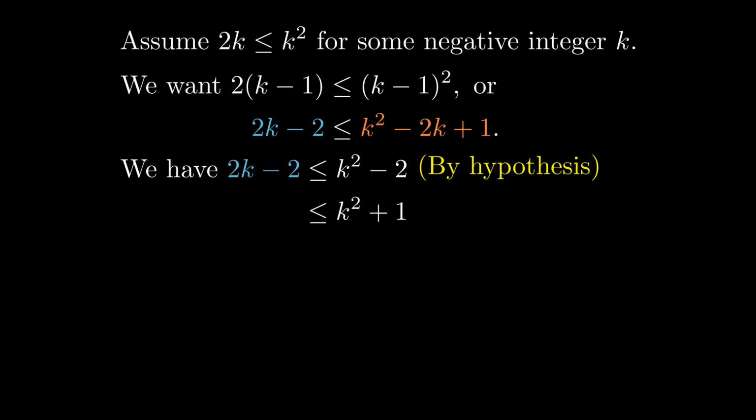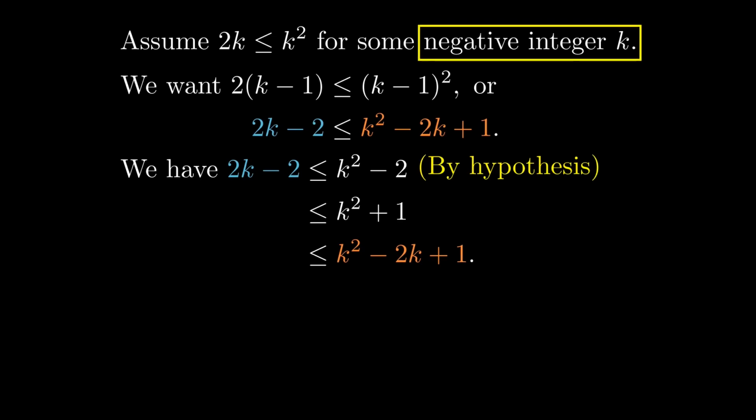Now, here is where it may get a little bit confusing. We can now say that k squared minus 2k plus 1 is greater than or equal to k squared plus 1. Initially, it may look like I'm not supposed to be doing this. If I'm subtracting something from this number, why am I saying that this number is the bigger one? The answer to this requires you to recall what we said in the assumption. k is a negative integer.